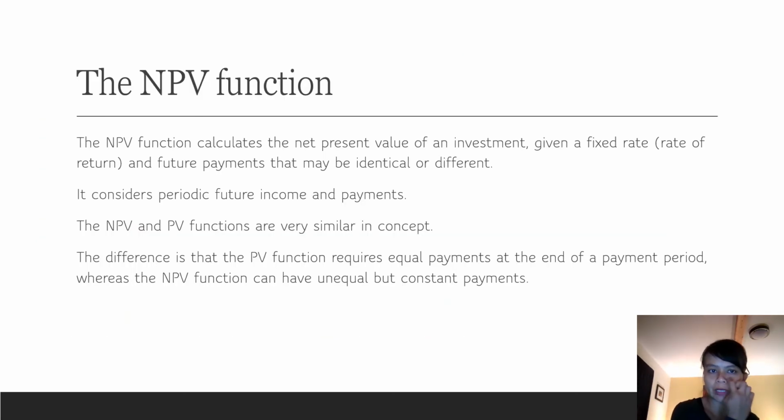The NPV function is next. The NPV function calculates the net present value of an investment given a fixed rate and future payments that may be identical or different. It considers periodic future incomes and payments. So NPV and PV are very similar in concept. The difference is that the present value function, the PV function, requires equal payments at the end of a payment period, but the NPV function can have unequal but constant payments. Note, it must be constant. It could be unequal amounts.